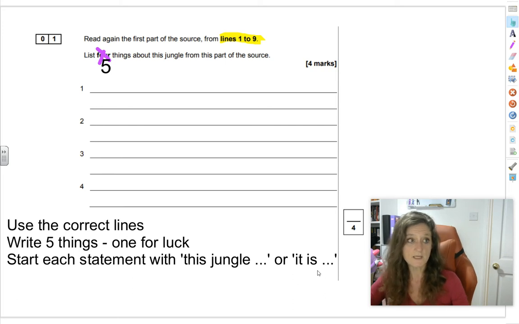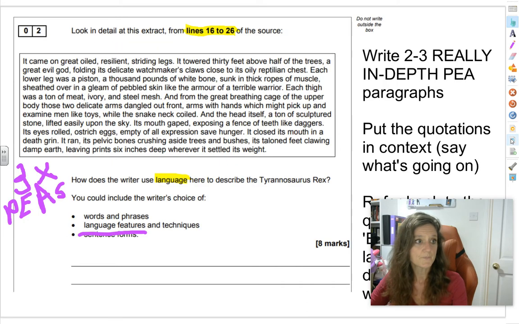So just to recap, question 1, the exam board wants you to get 4 out of 4 on this one, and they're going to bend over backwards to try and make sure you do. Help yourselves. Use the correct lines, write 5 things, put 1 thing down for luck, and start each statement with the topic of the question. So 3 tips there for question 1.